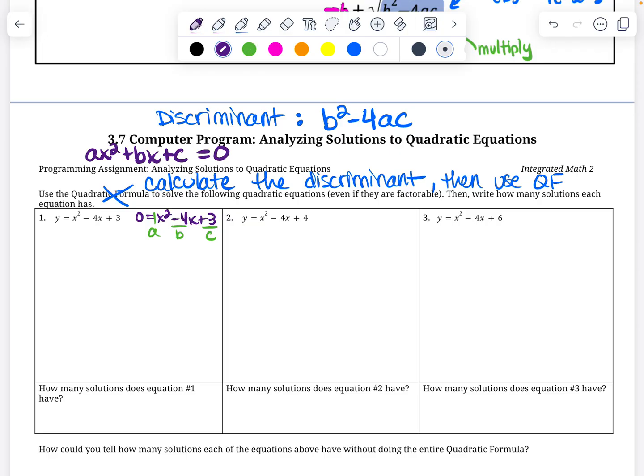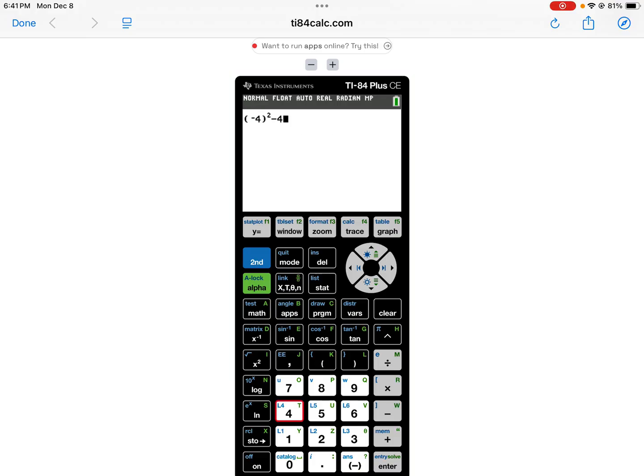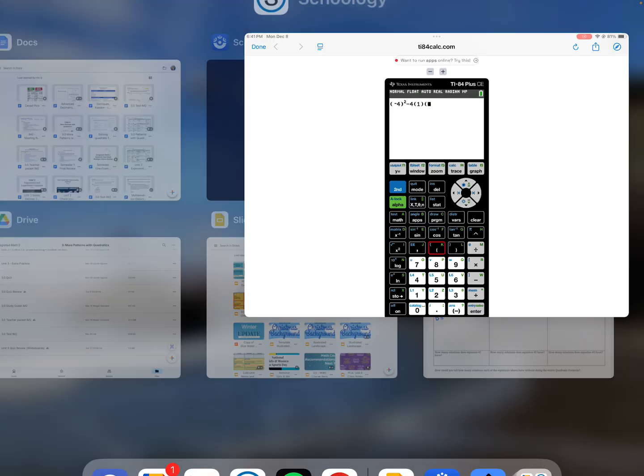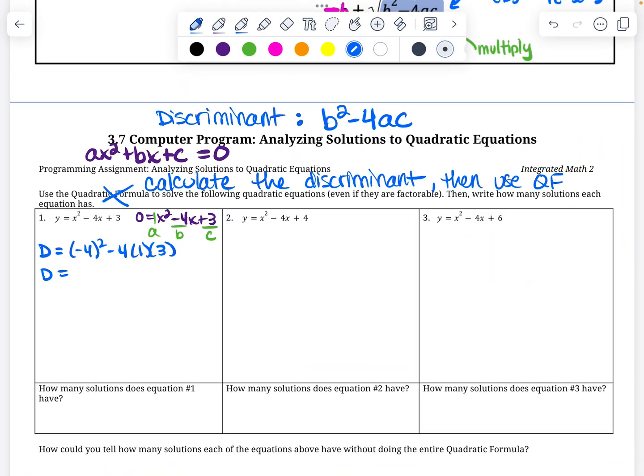At any rate, for your discriminant, I'm going to use a capital D just for today to make it simpler than writing the whole word. So the discriminant is b squared, that's negative 4 squared, minus 4 times 1 times 3. What I would recommend is just typing all of this in your calculator. You can certainly do it in your head, there's nothing wrong with that, but I'm going to use the calculator. Negative 4 squared minus 4 times 1 times 3. The discriminant's 4.